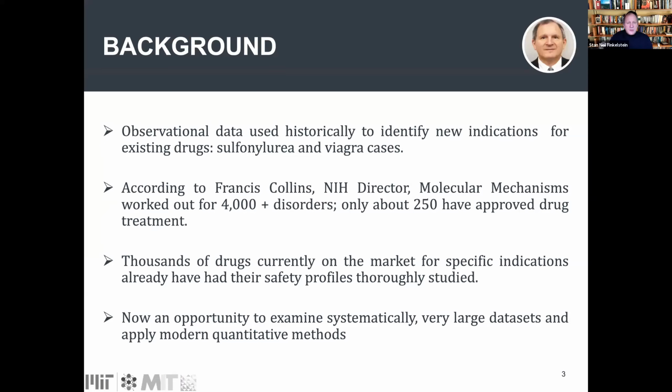Our project is really about finding new uses for drugs that are older and have been on the market for other indications for quite a while. Literally thousands of drugs are currently on the market for specific indications, and they already have had their safety profiles thoroughly studied. And now we have an opportunity to systematically examine very large data sets and apply modern quantitative methods to attempt to find signals of benefit for unmet medical disorders.